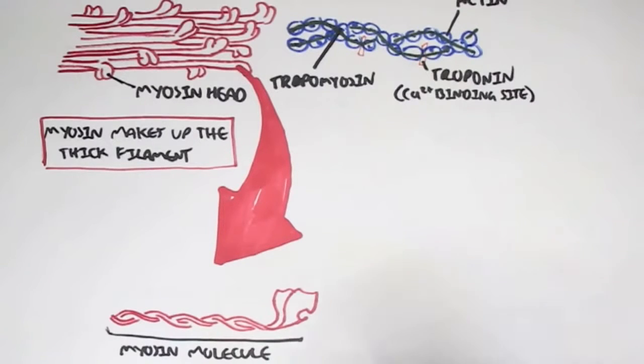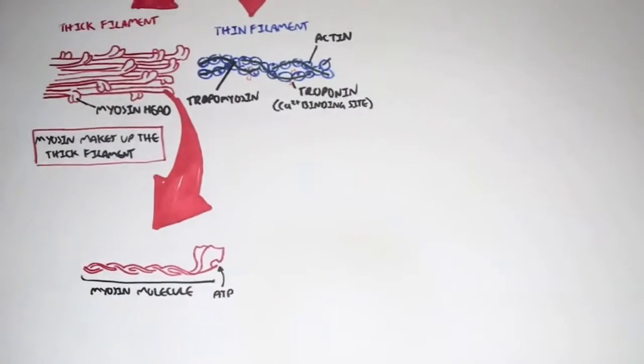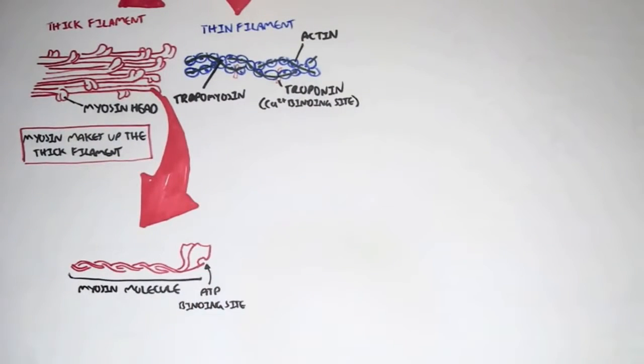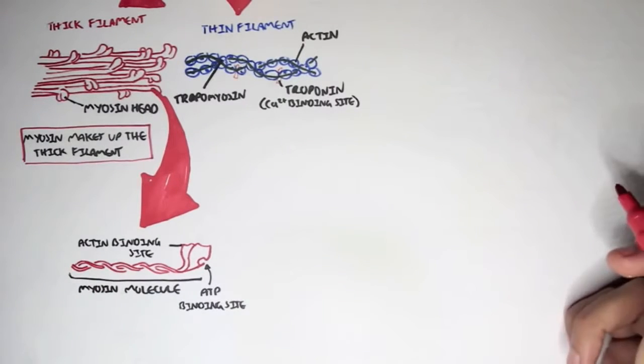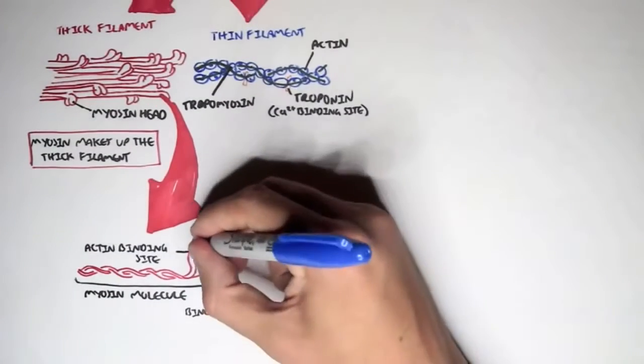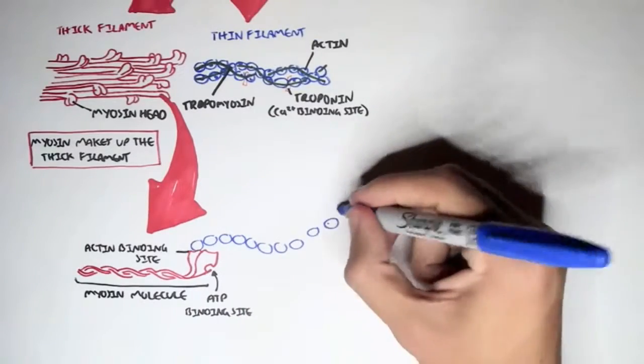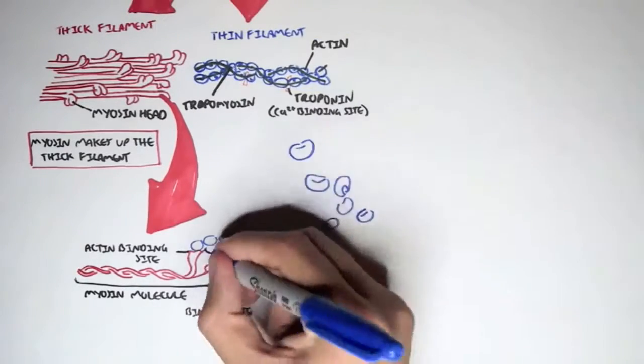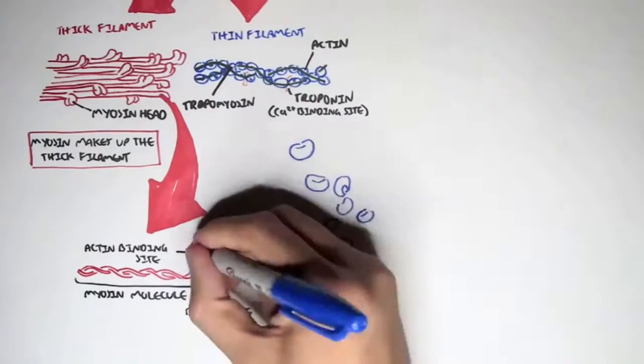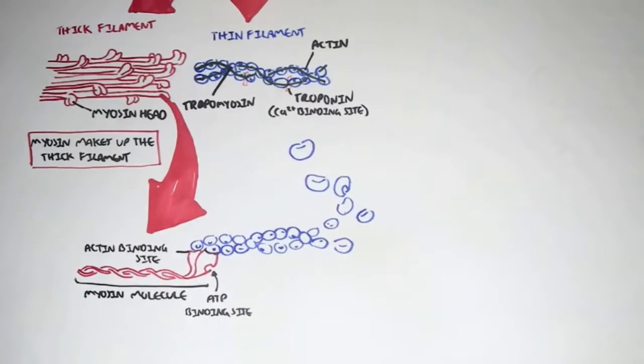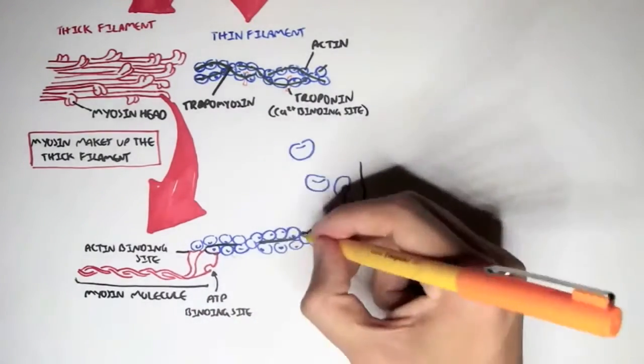And the myosin head contains two important sites. One site is for ATP, so an ATP binding site, and also the top here has an actin binding site, so it can bind to the actin proteins of the thin filament. So here we have the thin filament with actin proteins. And the thin filament is made up of actin subunits here.